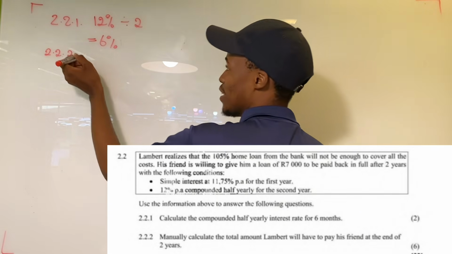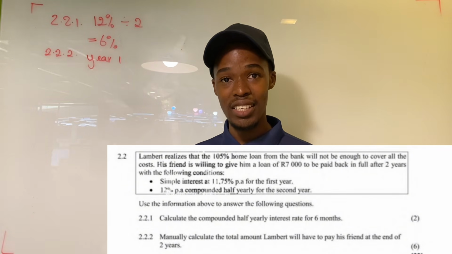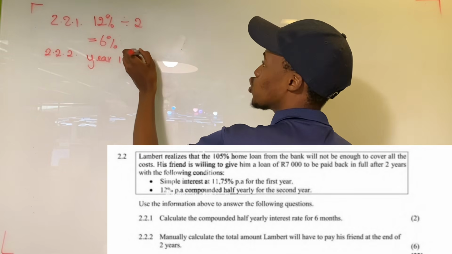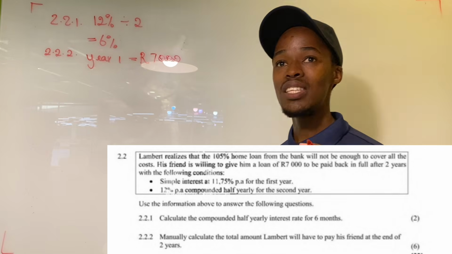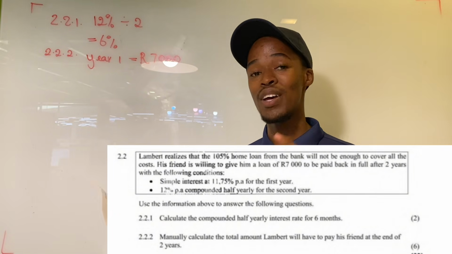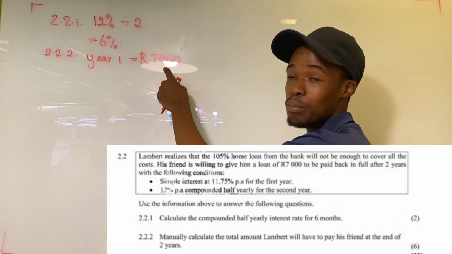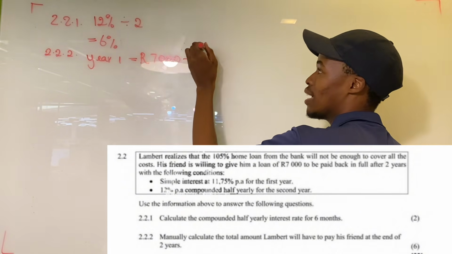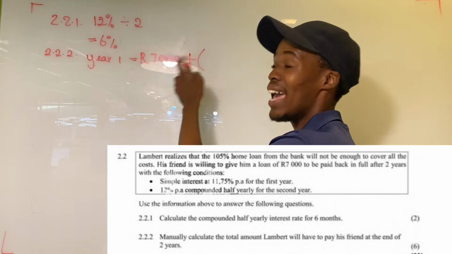So we're going to start with year 1, the first year. We want to know that by the end of the first year, how much does Lambert have to pay his friend back. So we know that Lambert loaned 7,000 rands. So this 7,000 rands, when he pays it back by the end of the first year, needs to come back with an additional interest of 11.75%. So what do we do now? We want to add 11.75% of this amount to this amount. How do we do that? We say 7,000 plus, now in brackets, we are calculating 11.75% of 7,000, and then we're going to add them together.